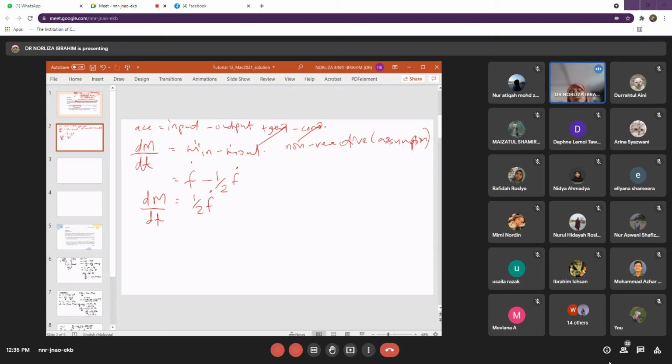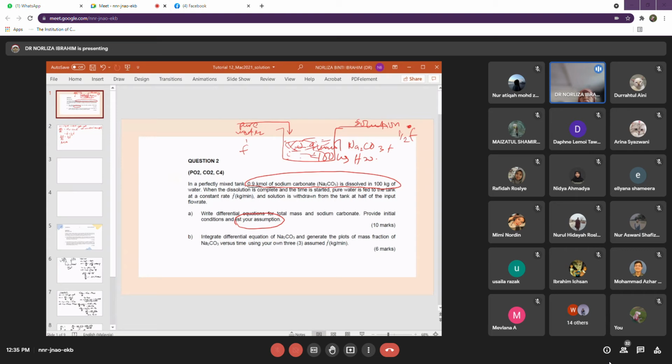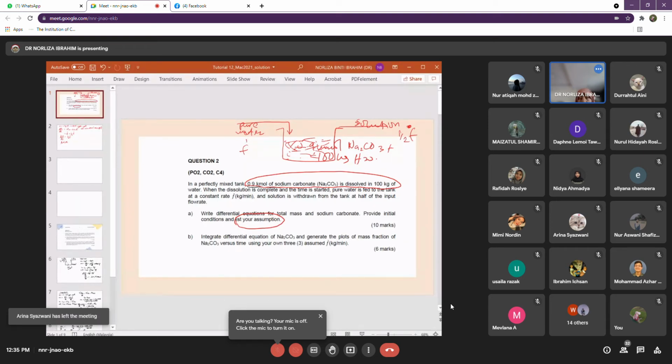All right, so now at t equals 0, what will be your m? Anybody can help me with that? Tutorial should be a two-way communication, so anybody who wants to try? What is m initially?